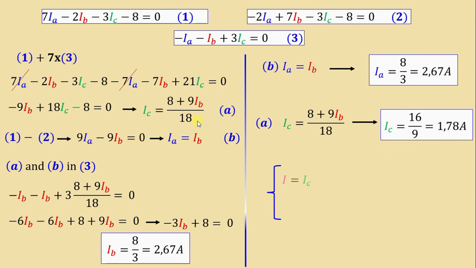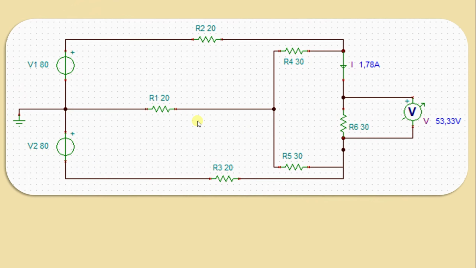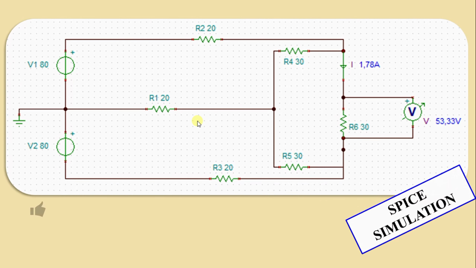We know that IC is equal to I. That means I is equal to 1.78 amps. And finally, the voltage according to Ohm's law is R6 multiplied by IC is equal to 53.33 volt. After we finish calculation, we have done simulation using SPICE simulator in order to verify our calculation.